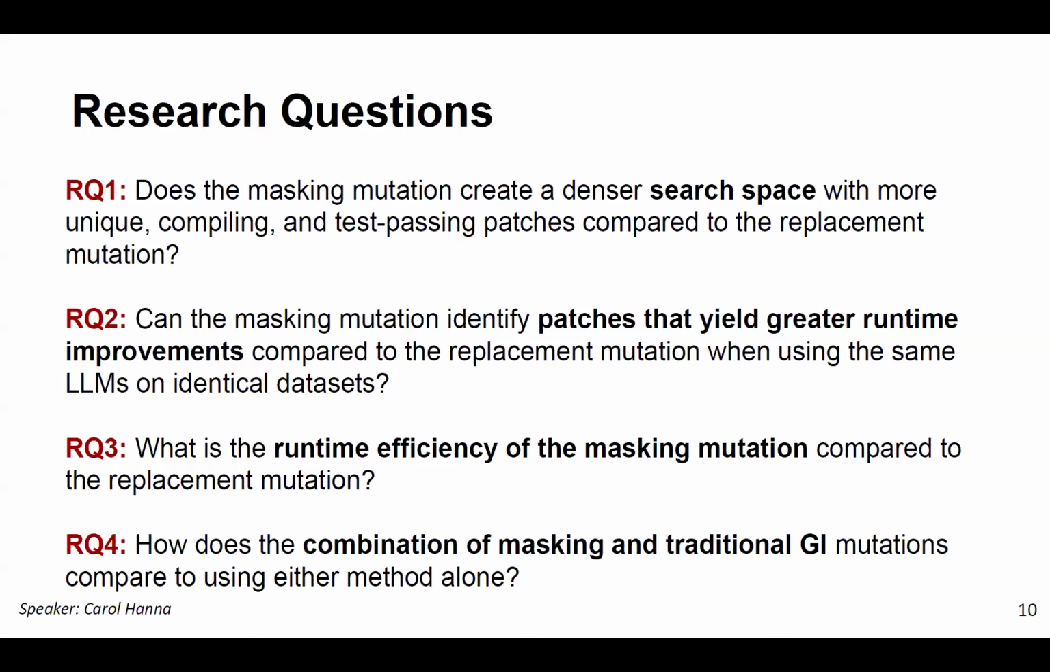And then finally, what I've touched on previously is the combination of masking with GI. What does combining the two types of mutations entail in terms of results? And we do this basically with setting certain probabilities. For example, for 30% probability, we say 30% of the time prompt the LLM, the other 70% use traditional GI edits. And then we analyze the search space that's created, and we see whether this improves the results.